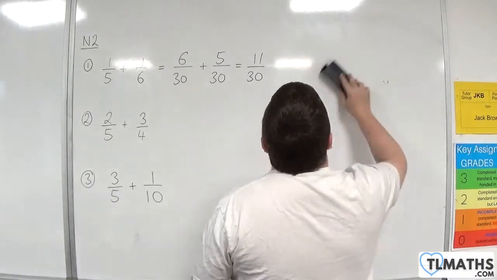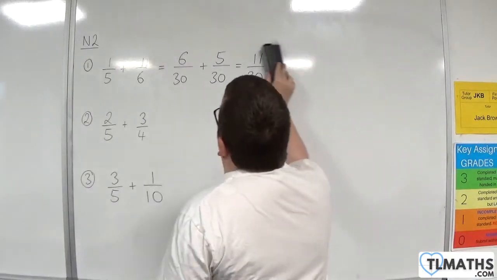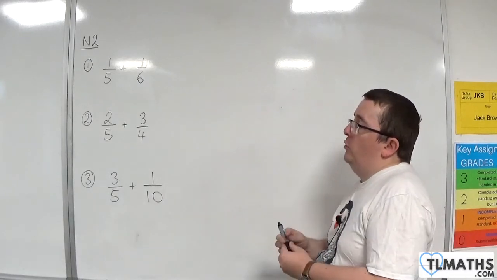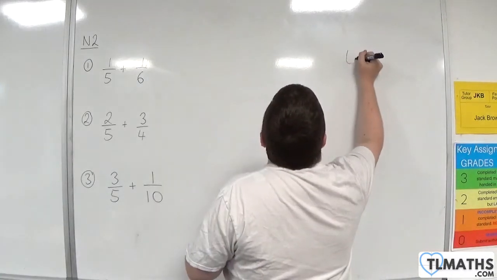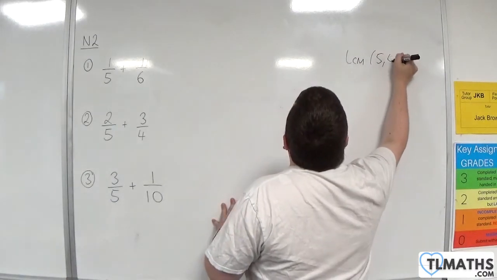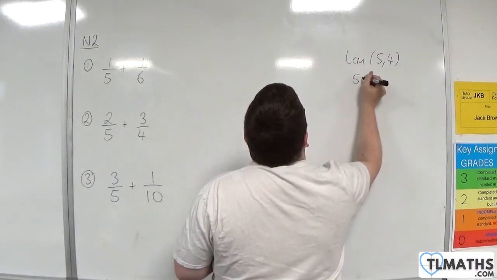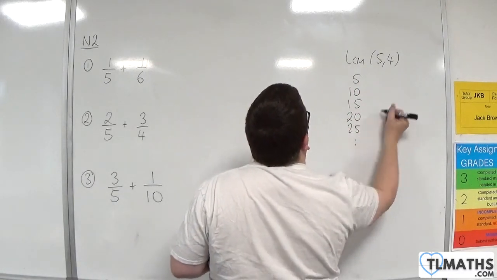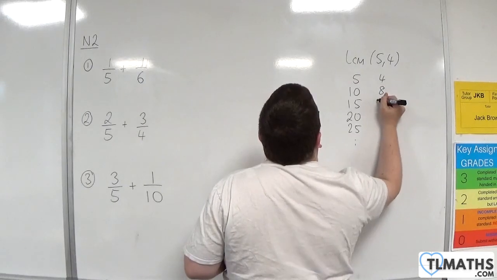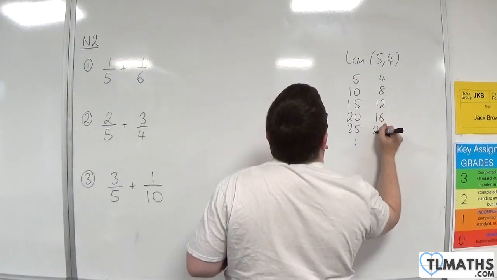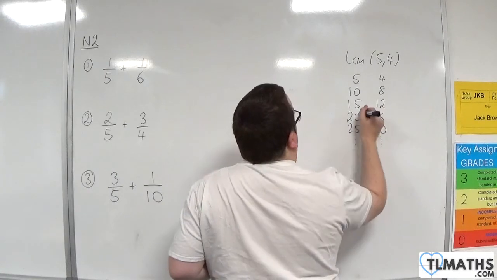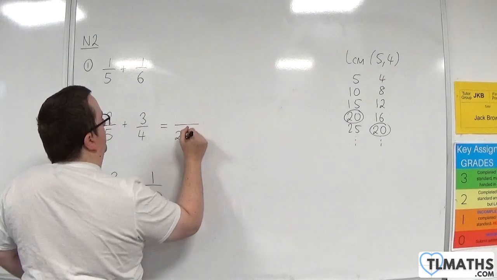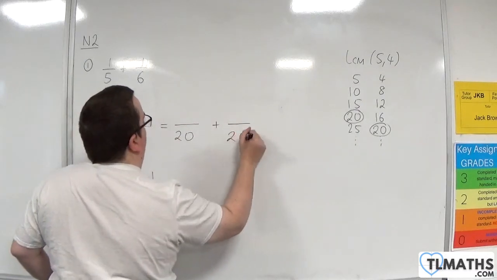Right, let's see question number 2. So we have 2/5 plus 3/4. If we find the lowest common multiple of 5 and 4, then 5, 10, 15, 20, 25, etc. 4, 8, 12, 16, 20, etc. So the lowest common multiple is 20. So we have something over 20 plus something over 20.